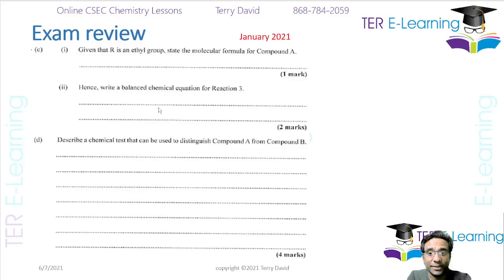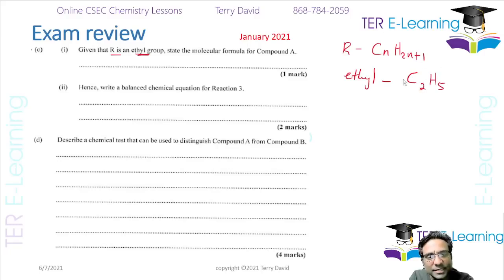Now, we're still in January 2021. They said given that the R in the ethyl group, R is the ethyl group. So remember in one of the questions I said the R group is given by CnH2n+1. Now they are telling us that this R group here is called the ethyl group. So if it's the ethyl group, that group has 2 carbons in it. So it's C2, 2 2s are 4 and 1 is 5. So this here, C2H5, is my ethyl group.